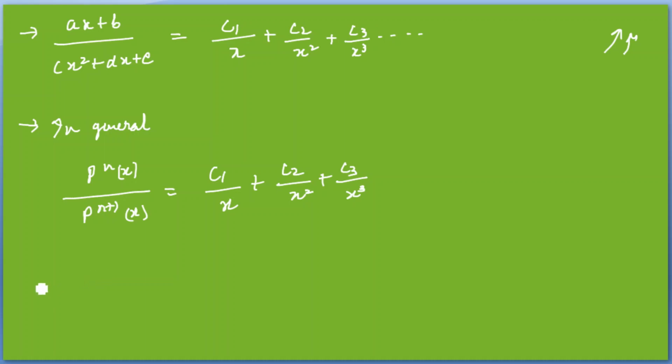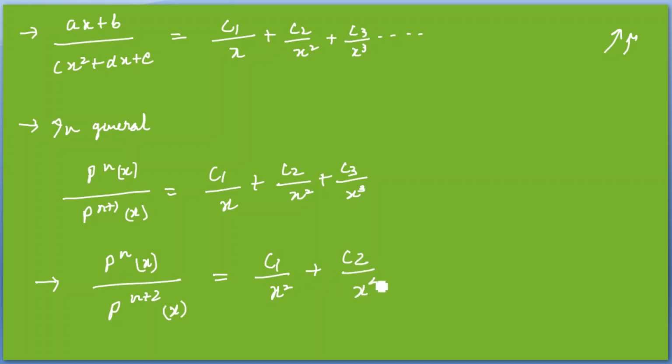And we can even make another conclusion: when a polynomial of degree n in x is divided by a polynomial of degree, let us say, n plus 2 in x, then it can be expressed as c1 upon x² plus c2 upon x⁴ plus c3 upon x⁶ and so on. Here the x is multiplied with x².